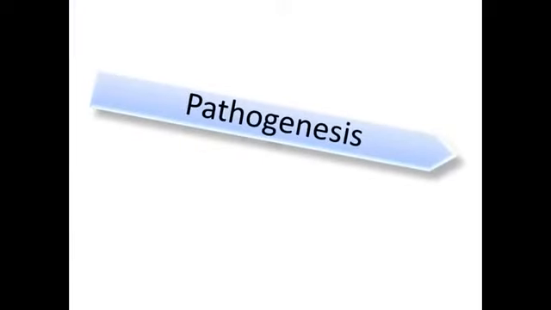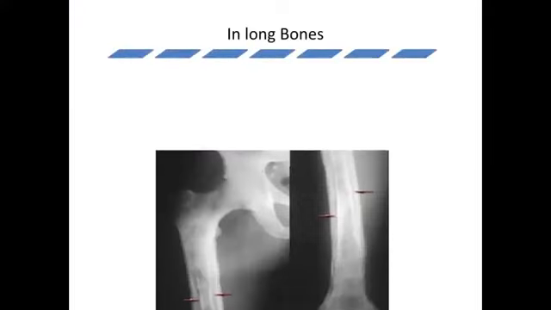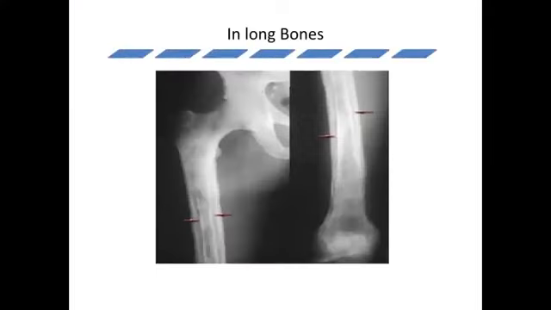The pathogenesis of osteomyelitis in long bones: the microorganism comes to bone via blood, معناها hematogenous route.